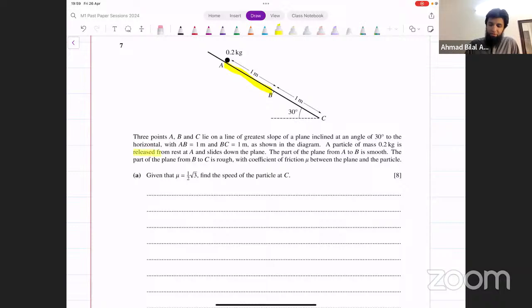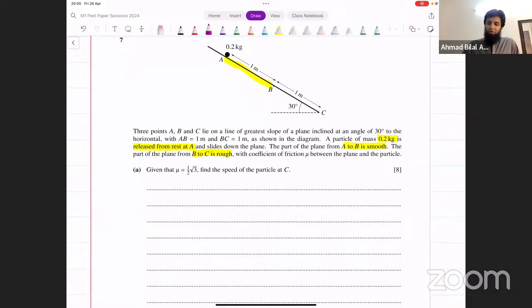The particle was released from rest. Mass is 0.2 kilograms. AB part is smooth. The part of the plane from B to C is rough, with coefficient of friction mu between the plane and the particle. Given that mu equals this, find the speed of the particle at the point C.